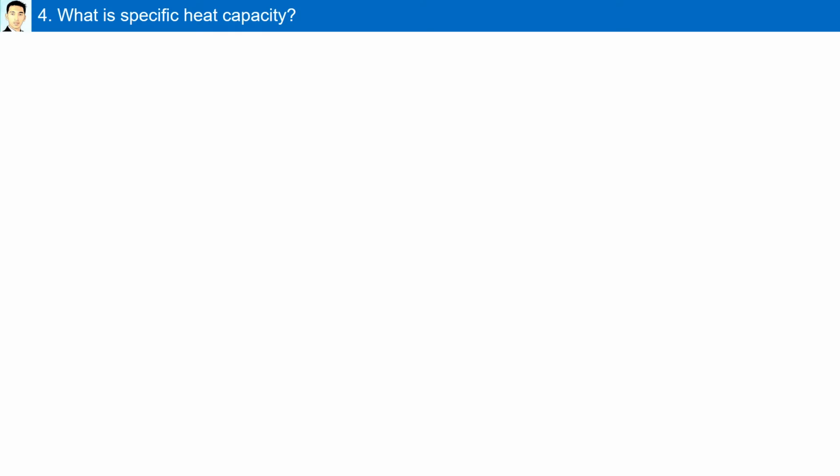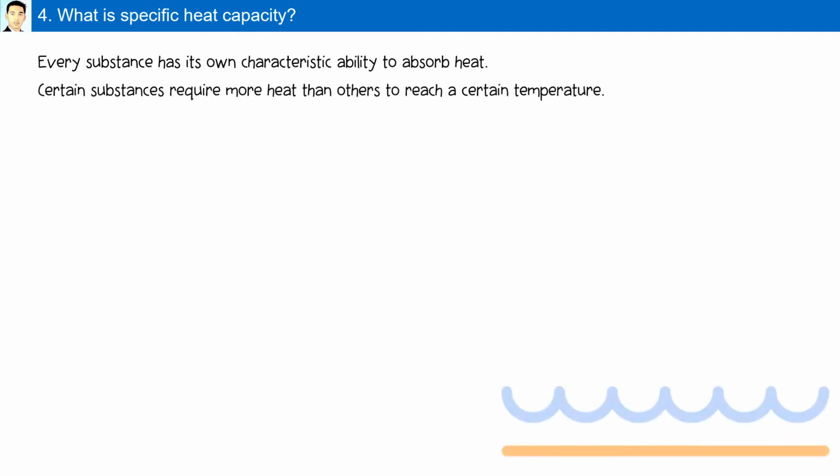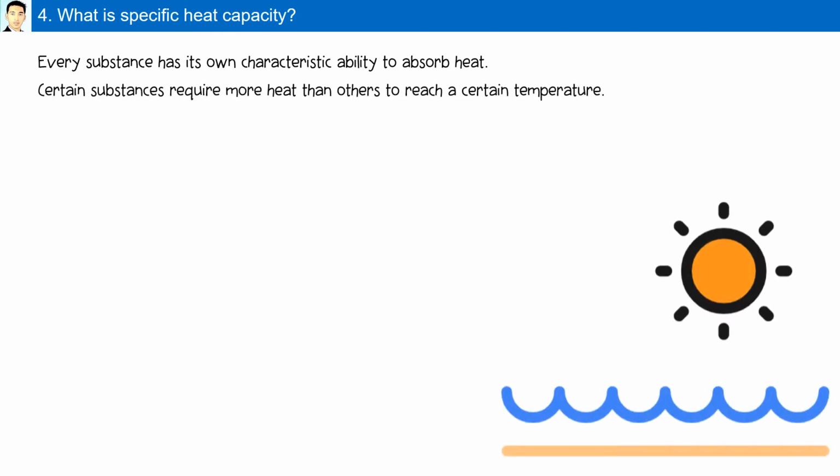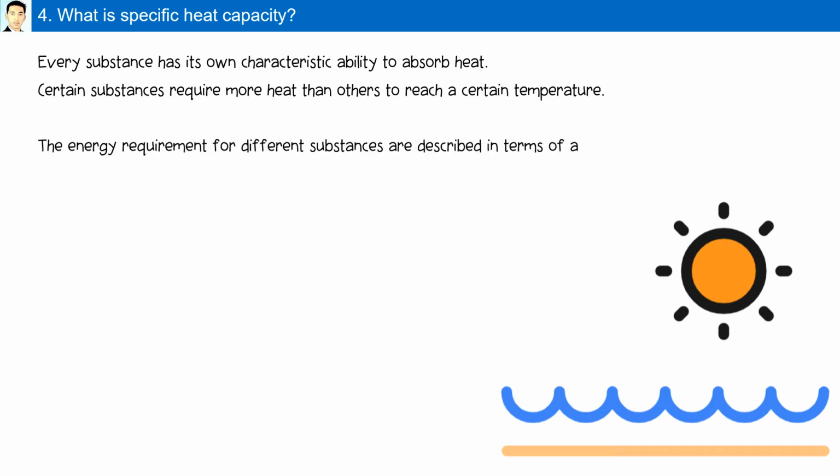What is specific heat capacity? Every substance has its own characteristic ability to absorb heat. Certain substances require more heat than others to reach a certain temperature. For example, the water in the ocean might need more heat than the sand to get warm. The energy requirements for different substances are described in terms of a physical property called specific heat capacity.